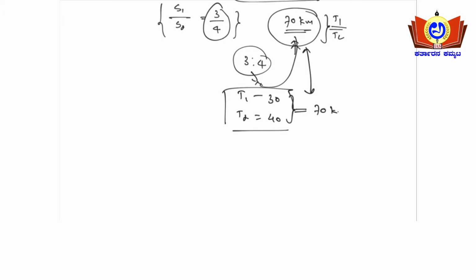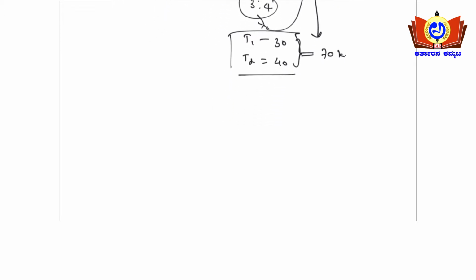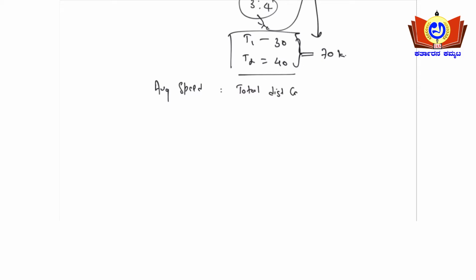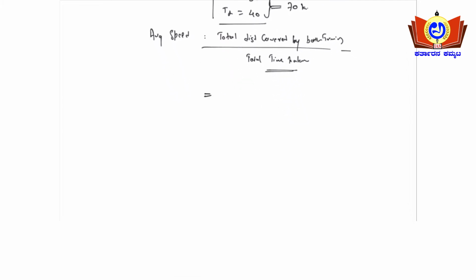So what they have asked is the average speed of the journey. What is the formula here? Average speed equals the total distance covered by both trains divided by the total time taken. Yes or no? This is the formula for average. We don't know the distance, right? But distance is constant, we know that. Now we have got speed 1, that is 30 kilometers, speed 2, that is 40 kilometers, time 1 is 8 hours, and time 2 is 6 hours.